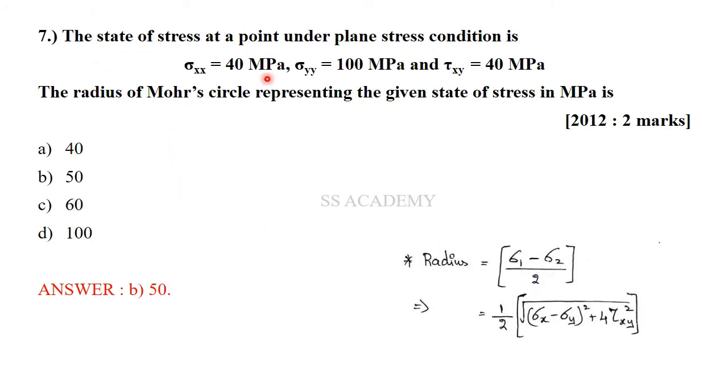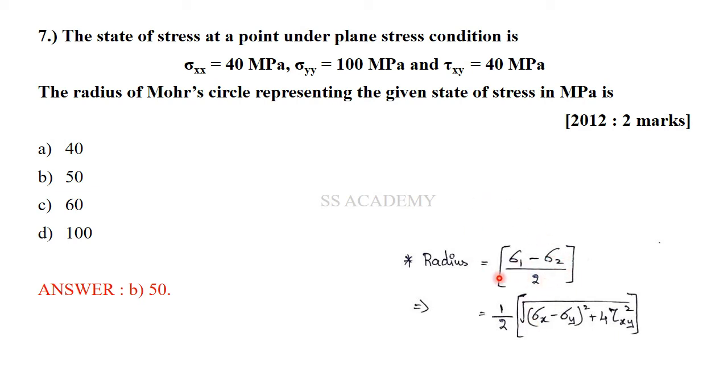The state of stress at a point under plane stress condition is sigma xx, that is normal stress in x direction, and normal stress in y direction, and shear stress in the x face along y direction. The radius of the Mohr circle representing the given state of stress in megapascal is being asked. It is a 2012 GATE question being asked for 2 marks, and the values are given below. We know that the radius of a Mohr circle is always calculated as (sigma 1 minus sigma 2) by 2. That is the difference between the major and minor principal stresses divided by 2.